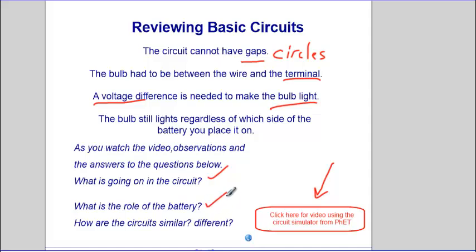Tell me what the role of the battery is. Even though we just defined it, you'll be able to see that. Maybe looking at one battery versus two. How are these circuits similar and how are they different? Again, click on the link and check it out yourself. This is an informative video. It takes about 10 minutes to watch.